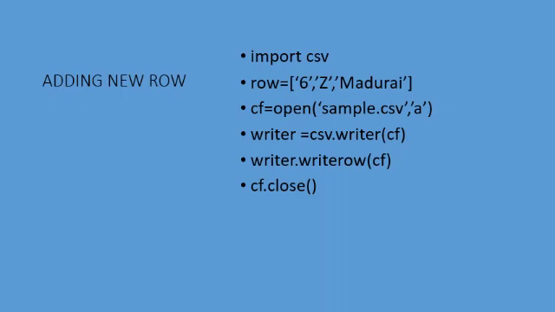So now row contains a new row, and it will be added to the previous rows. That's all, using the writer function. And finally cf.close(). The file, you can close it. That's all. Next, see the output here.